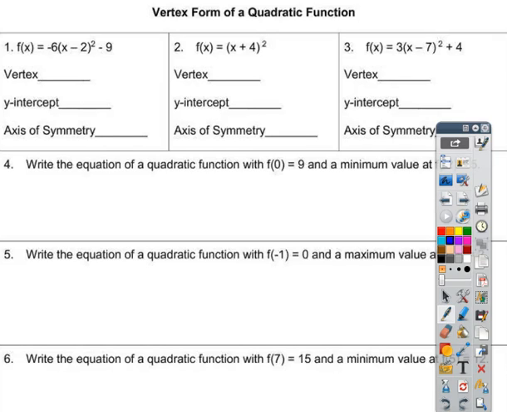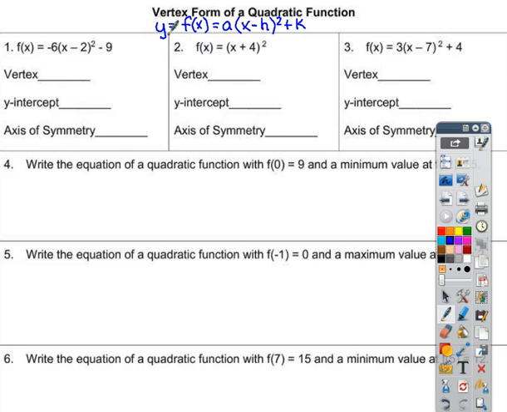Alright, now I'm going to go over the solutions for A16, the vertex form of the quadratic function. I'm going to go ahead and write the equation at the top of the page, so we'll have it for reference. The equation in vertex form for a quadratic function is f of x is equal to a times x minus h quantity squared plus k. And I'm going to write out to the side y equals, just so you realize that y equals f of x. It's the same thing.